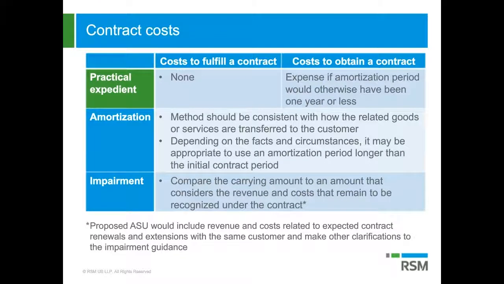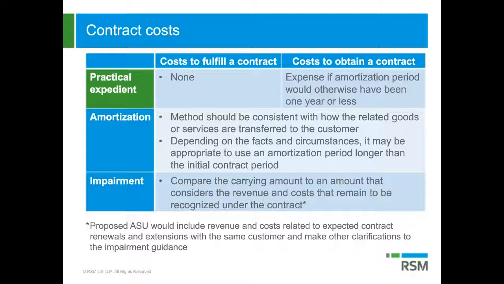Now, I mentioned the practical expedient. The practical expedient does not apply to the cost to fulfill or the setup costs. But for costs to obtain or the commissions, you can expense those. You don't have to capitalize them if the amortization period would have been a year or less.